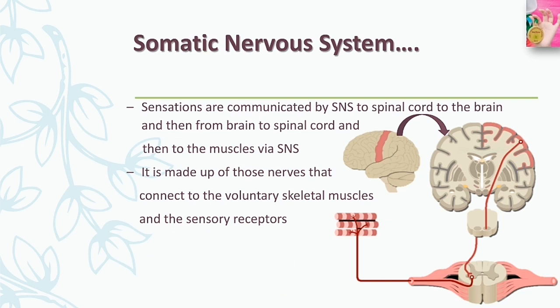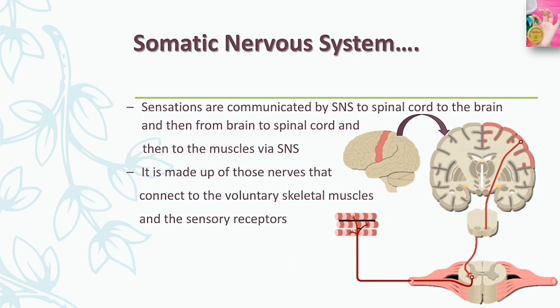It transmits sensory information such as sound, vision, and temperature to the central nervous system, and it also carries messages from the central nervous system and spinal cord to the muscles. The somatic nervous system is made up of nerves that connect to voluntary skeletal muscles and to sensory receptors.